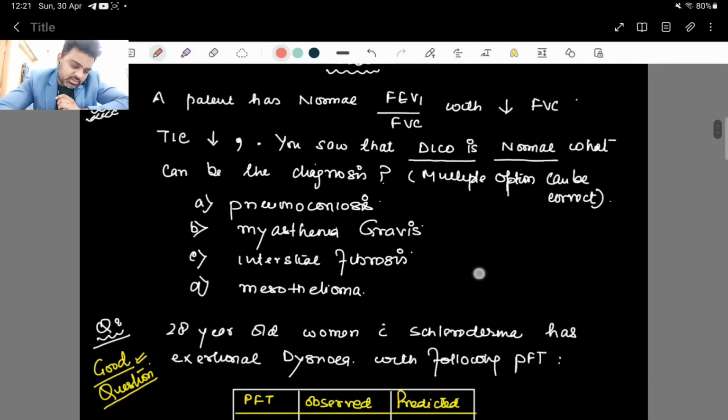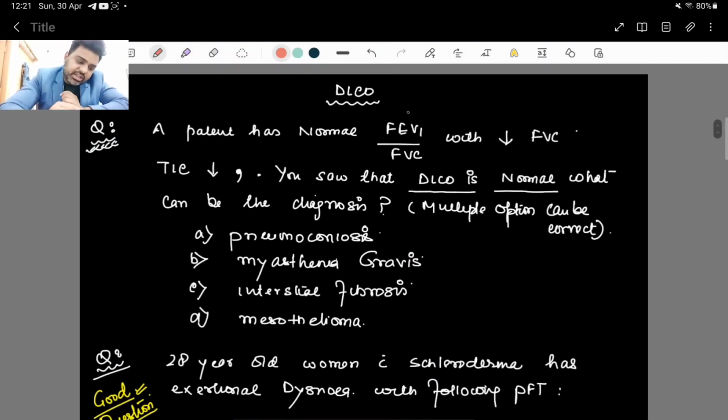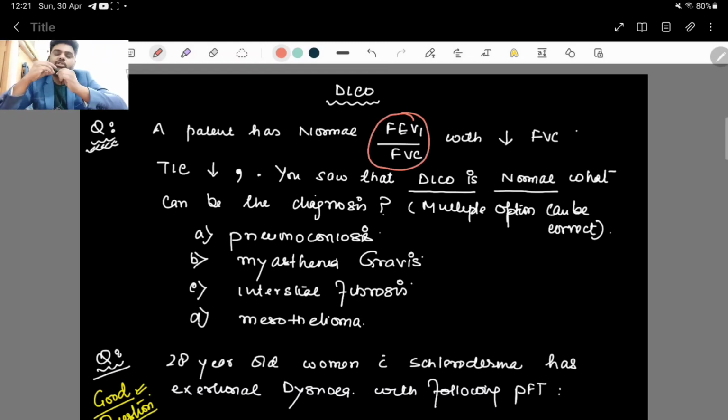This is a very good question. Try to understand. A patient has a normal FEV1 by FVC. That means the patient does not have an obstructive lung disease, with a reduced FVC. That means the patient might have restrictive lung disease. Now we will see TLC. If TLC is reduced, that means the patient has a restrictive lung disease. But if TLC is normal, then the patient can have normal lung mechanics, or the patient can have a vascular disorder.